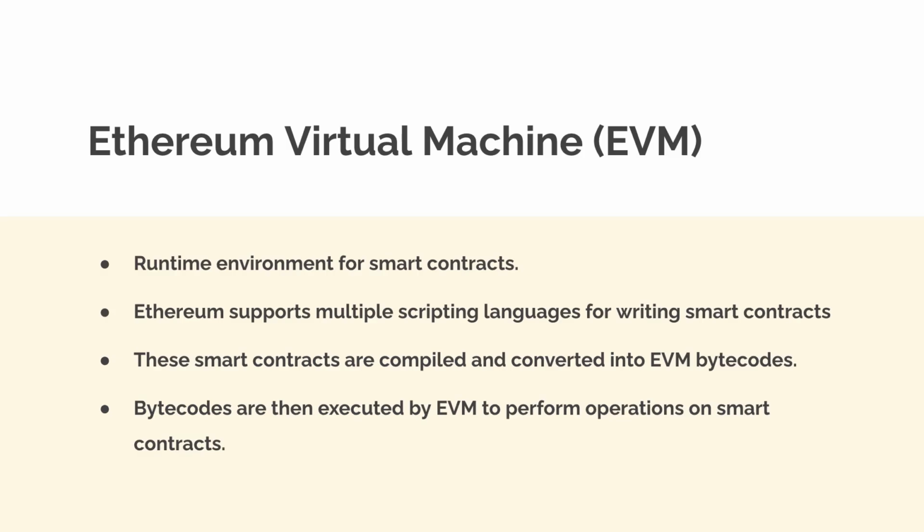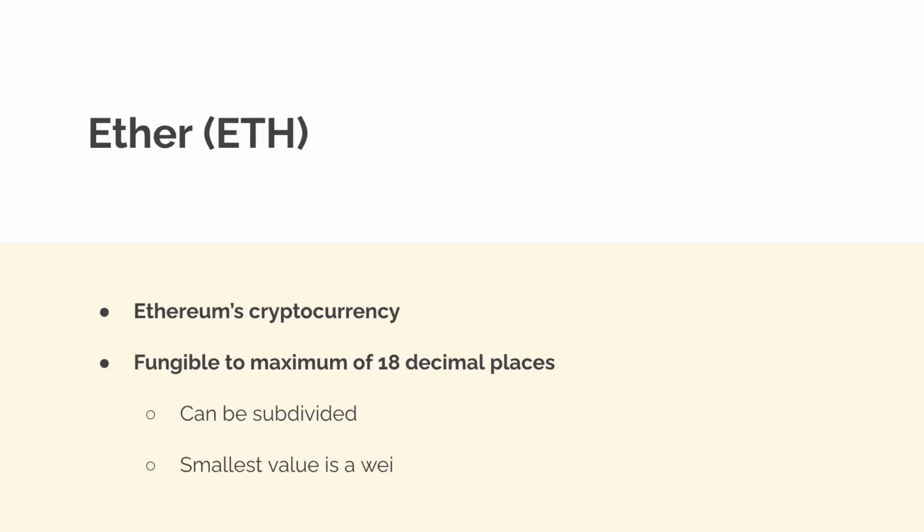The Ethereum virtual machine is the runtime environment for smart contracts. Ethereum supports multiple programming languages for writing smart contracts. Solidity is the recommended one and the most popular one. Smart contracts are compiled and converted into Ethereum virtual machine bytecode, and the bytecode can be executed by the runtime environment. So you first have to write it in Solidity, then it'll be converted for you into a language that the virtual machine can understand, and then the smart contracts can be deployed.